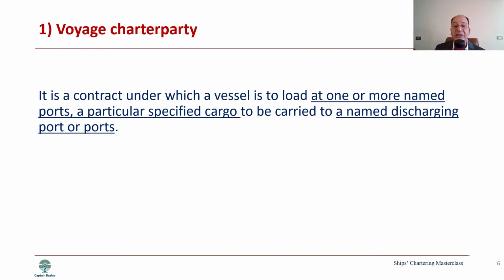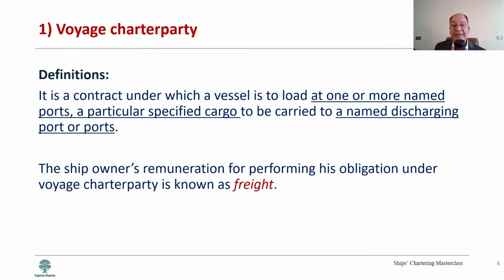It's a contract under which a vessel is to load at one or more named ports a particular specified cargo to be carried to a named discharging port or ports. So here the charterer is chartering the vessel to load his cargo from port A, for example, to discharge his cargo in port B or B and C. The ship owner will get in return his remuneration. We call it here freight.